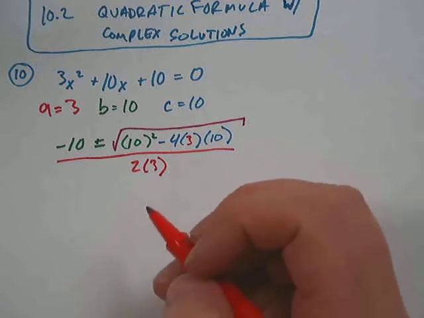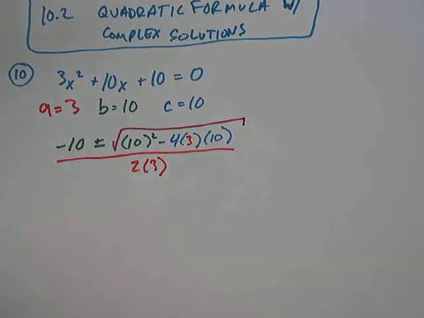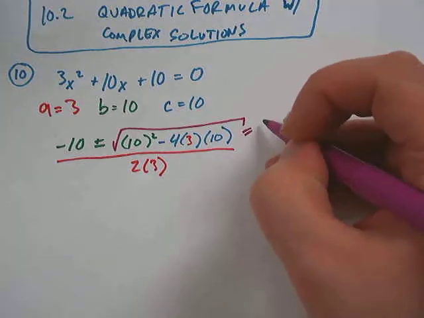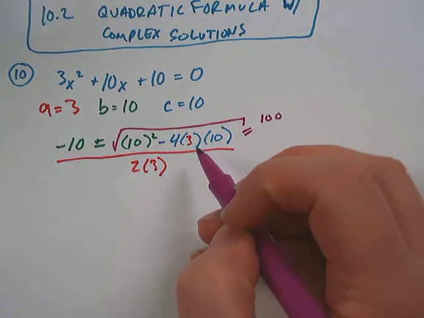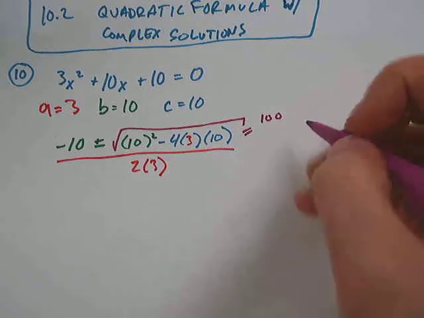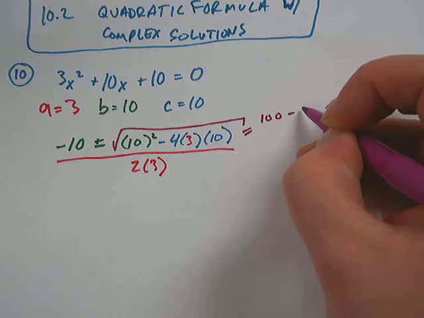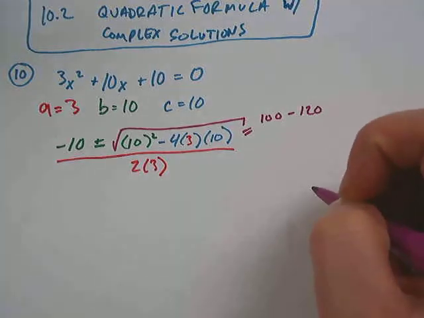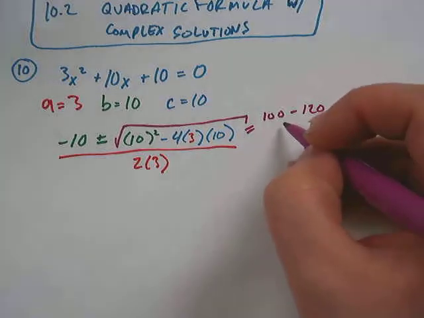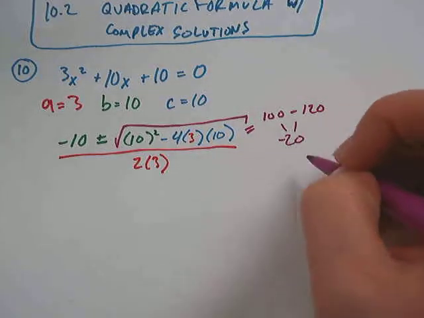Okay, so from here we just really have to simplify. So we have to simplify what's underneath our square root first. So 10 squared is 100. And then 4 times 3 is 12. And then times 10 is going to give us 120. Okay. So from there, then just 100 minus 120 is going to give us negative 20.